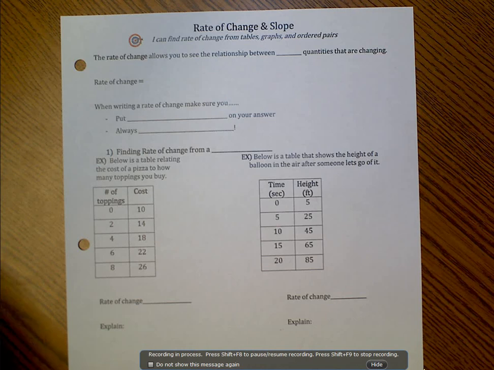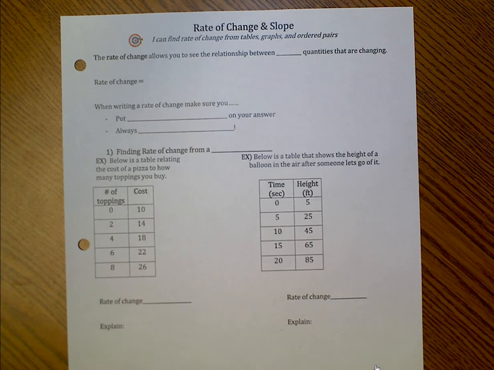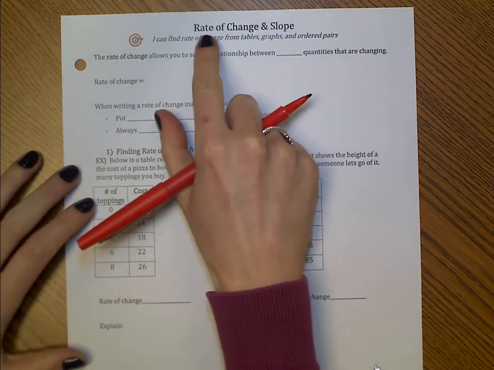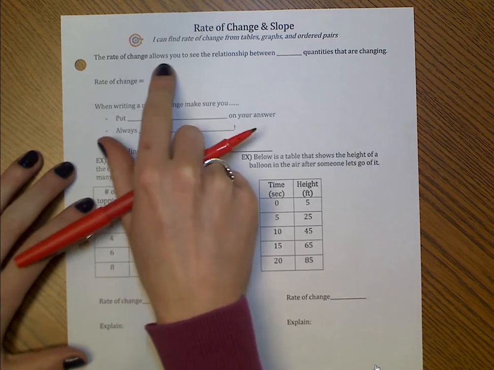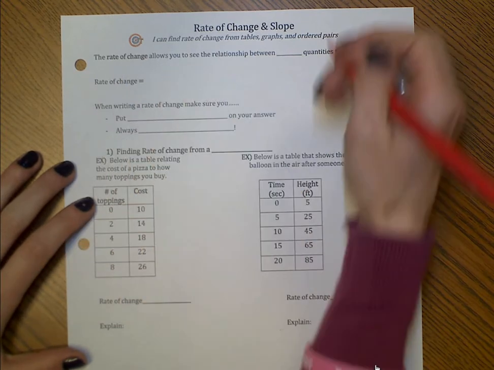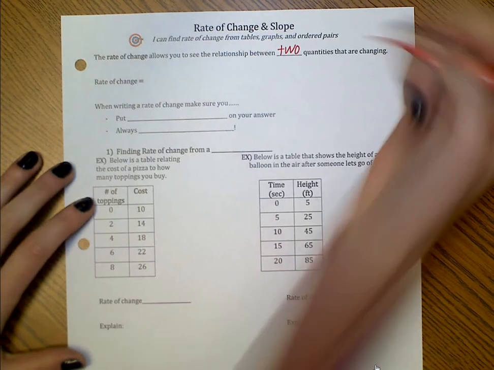We officially start Unit 4 today, which is all about lines and slope and graphing. There's a lot in this unit, and we're going to ease into things today by talking about slope, but specifically, and it kind of means the same thing as slope, rates of change. Now, a rate of change allows you to see the relationship between two quantities that are changing.